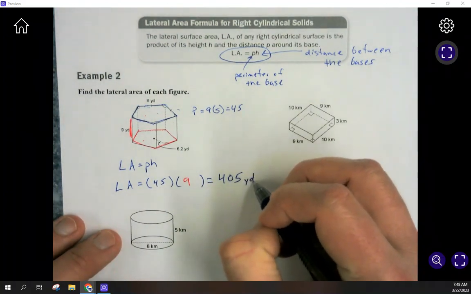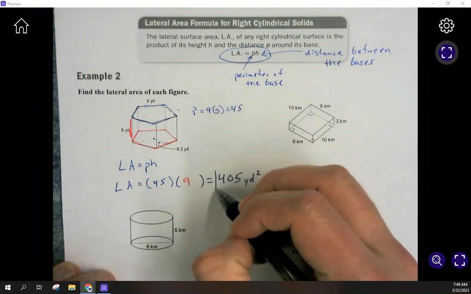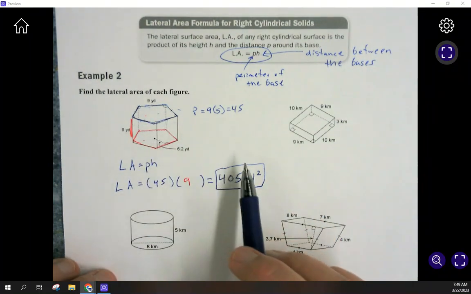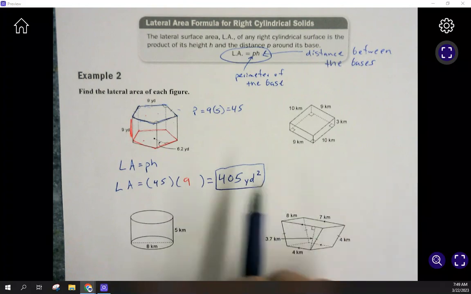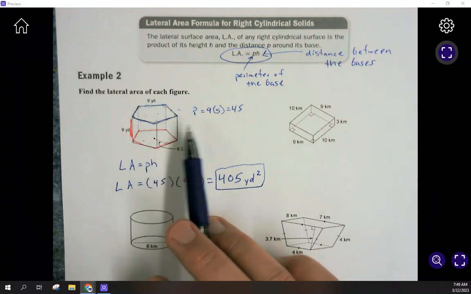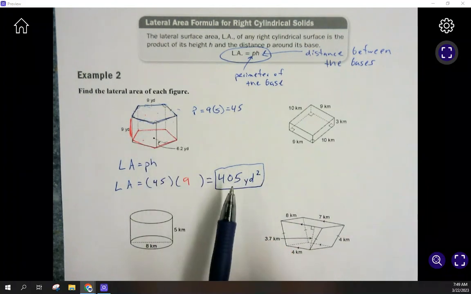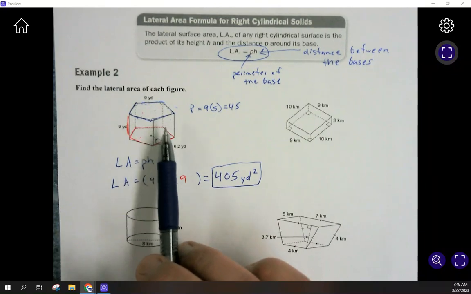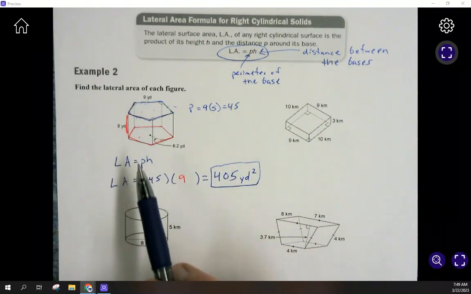Let's go ahead and put the units in. Area is always in squared units, so squared yards. Now this is not the total surface area. We haven't included the top and the bottom. Another way to think of surface area is the materials it would take to create this as a box. If this was a cardboard box, you need the top and the bottom. We have not included that. We just found the amount of material needed to create the sides of this. That's the lateral area. On the back, we're going to add in the bases.